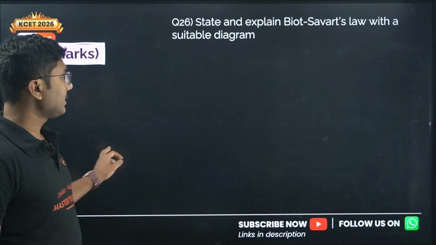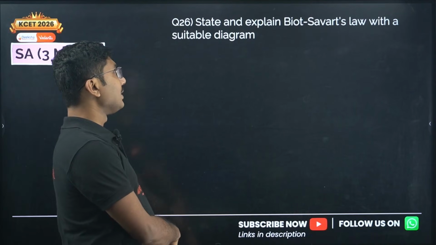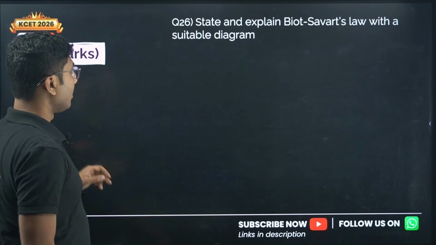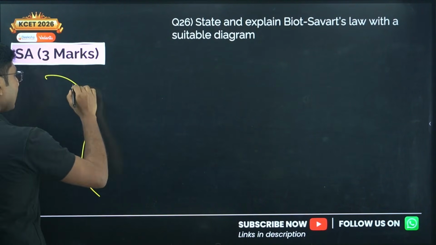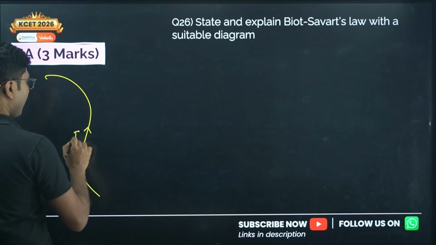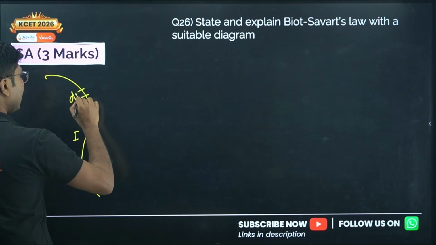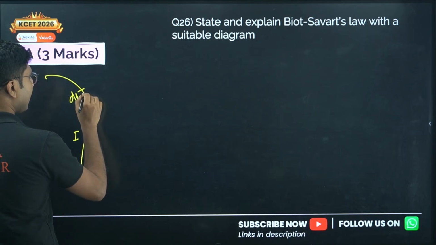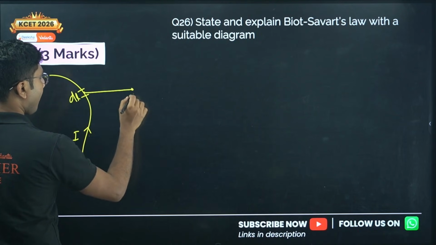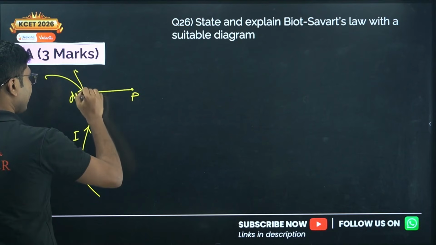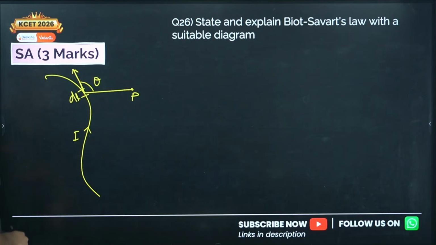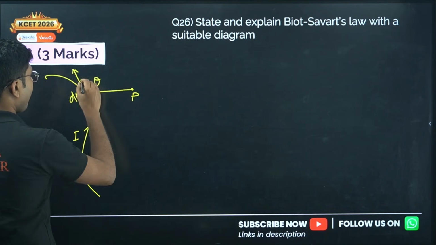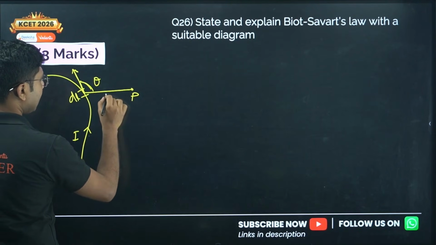Okay. Next, state and explain Biot-Savart's law with a suitable diagram. So what is the diagram that you have to draw? A wire carrying current I. You take a small element dl, then you try to find the magnetic field, say at a point P, and this angle will be theta. This is the direction of this element dl, and the distance to this point is small r.